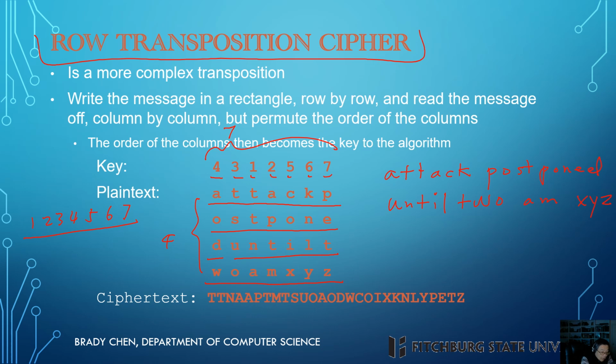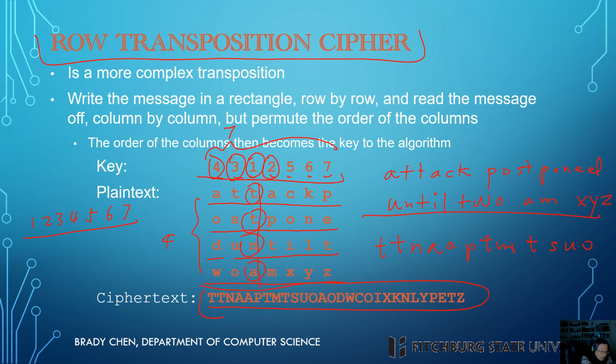And then the ciphertext is going to be read like this. We first read the column with number 1, reading the text from top down. So T, T, N, A. And then we read the second one: A, P, T, M. And then the third one: T, S, U, O. And then the fourth one. So we just keep reading the next columns based on the numbers defined by the key. That's the ciphertext we got.